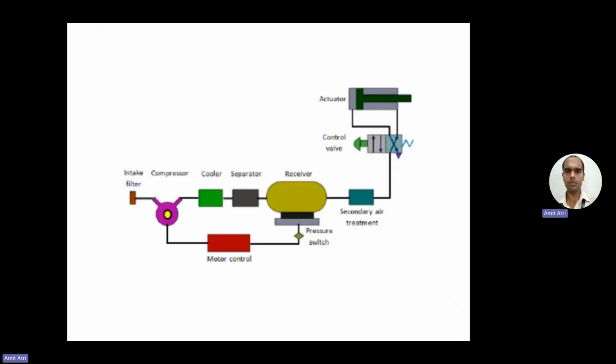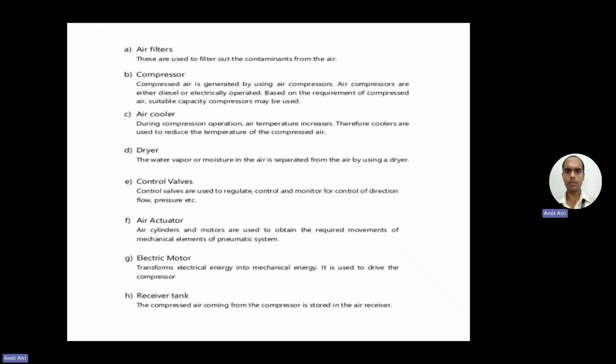Now this is a diagram indicating the major components of a pneumatic system. The actuator, where we get the output, is controlled by a control valve. Before that, the system is used for storing the air and creating the pressure. The system includes an intake filter, compressor, cooler, separator, receiver, then a motor control, then secondary air treatment, meaning the air that is treated. So just a briefing about the components shown in the block diagram.